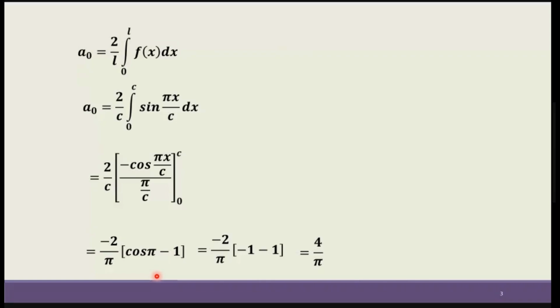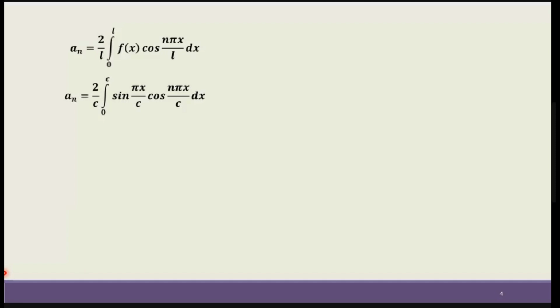Now calculate An. In An, whatever f(x) is, we have to multiply it by cos n pi x by C. An will be 2 by L integral 0 to L f(x) cos n pi x by L. L is equal to C and the function is sin pi x by C. How to integrate the function An? We have to integrate sin pi x by C cos n pi x by C.